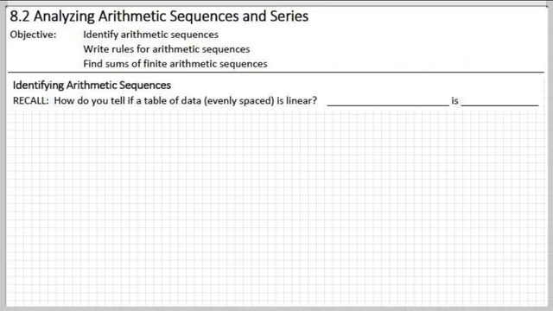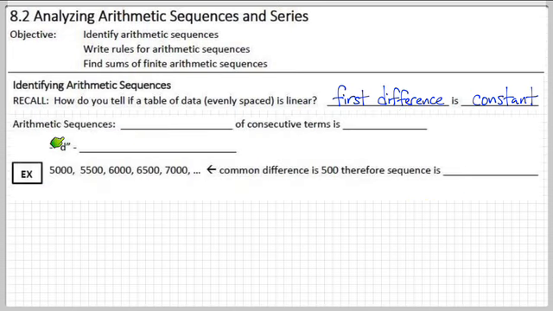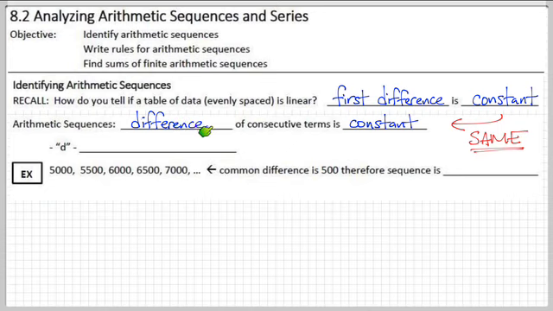So let's start off by defining what an arithmetic sequence is. When we were looking at data, we could say it's linear if the first differences were constant. And that's what an arithmetic sequence is. An arithmetic sequence is basically linear data. It's a sequence where there's a constant difference between each consecutive term, and we call this the common difference. We use the letter d for the common difference.